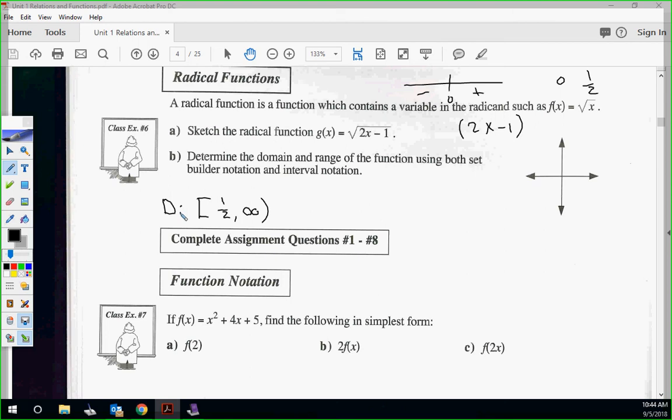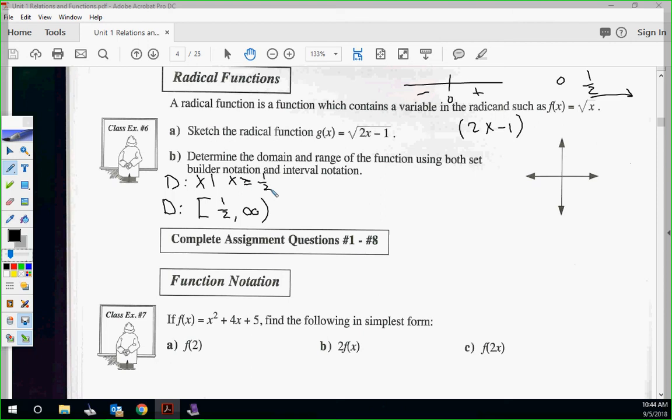You can just do it like an inequality. But the builder is just this, for domain it's x bar, and then it's the inequality. So how would you write that inequality? Yes, so the x still. We're doing 1/2 and bigger. Yep, you're right. X is greater than or equal to 1/2. There you go. Okay? That's your set builder.